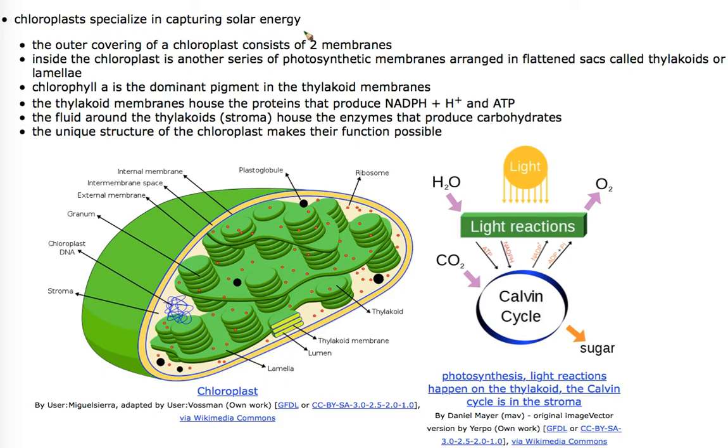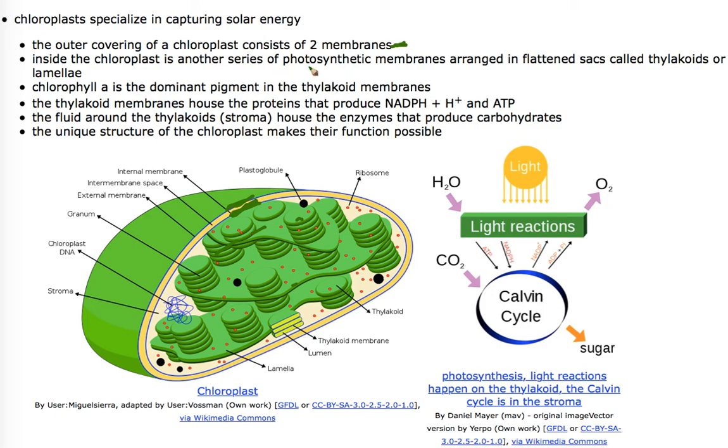So the outer covering of a chloroplast is double, like the mitochondria, which basically has two membranes. Chloroplasts have three sets of membranes. They have an outer membrane, they have an inner section of the outer membrane, and then they have the thylakoid membranes, which are on the inside. So the outer covering of a chloroplast consists of two membranes.